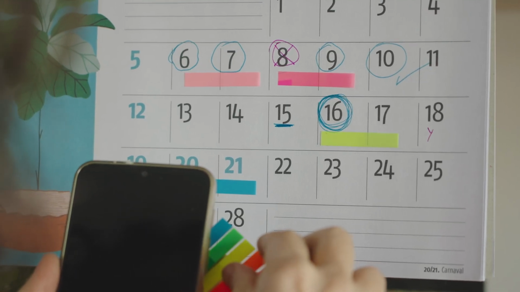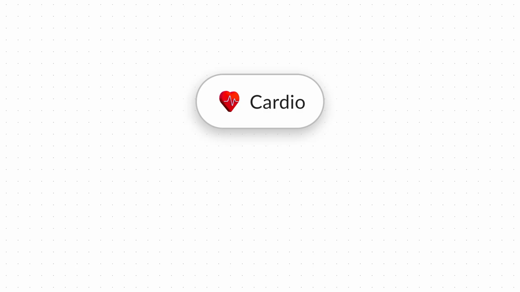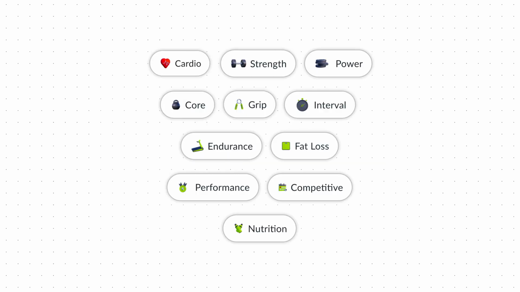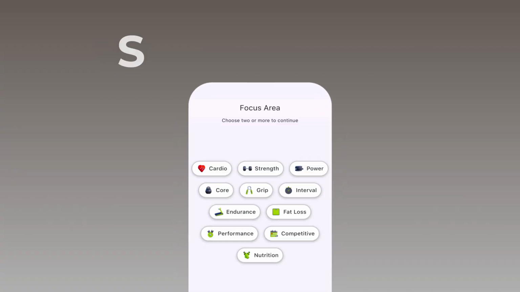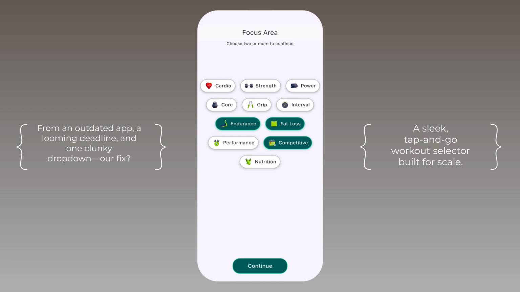The demo was just 2 weeks away. 2 weeks. We had to get this screen right, fast. We needed something clean, simple, and efficient. Someone suggested a multi-choice widget. Everything visible. User could just tap their workouts. Tap, tap, done. No endless scrolling, no more guessing. Clear options, quick selection. It felt like the right solution.